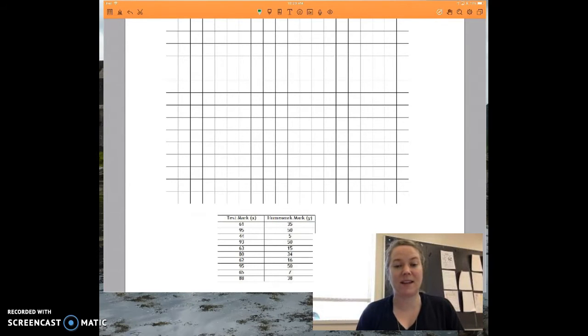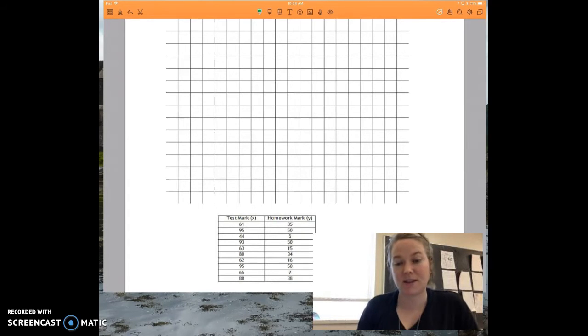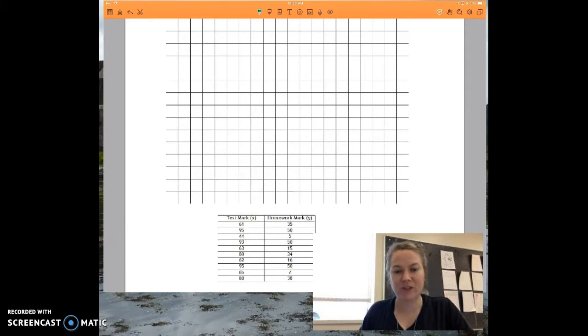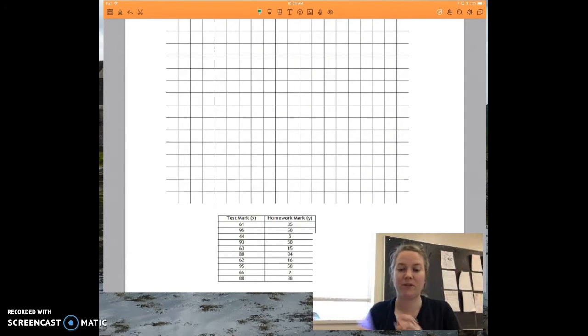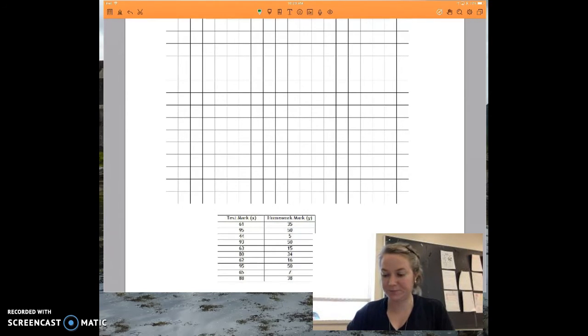So we're going to take that data and we're going to put that onto this graph, and we're going to do that properly. So the first thing we need to do is we need to put in our axes. Now you remember from Unit 2 that the axes are our X and Y, and that's our vertical and horizontal.